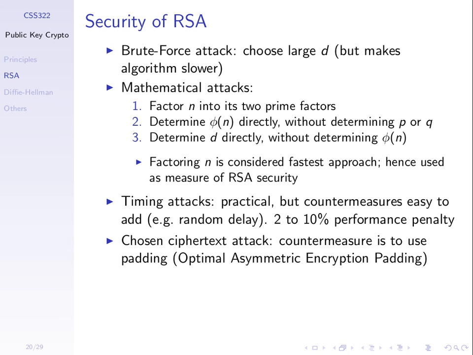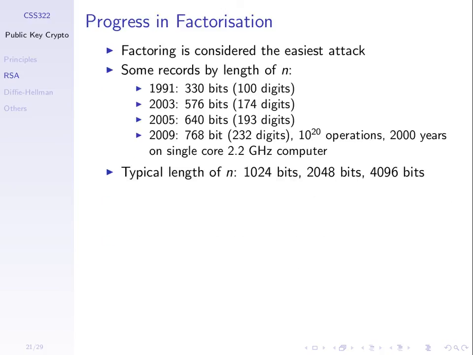And just to finish on RSA, I think we finished with this last week. We had in the example a 2048-bit value of N. A 768-bit value of N took about 2,000 years of a single core CPU. That was 5 or 6 years ago. 1024 bits is considered strong. 2048 is recommended, just to be safe. 4096 bits is sometimes used. So N is large enough such that attacks are not possible.